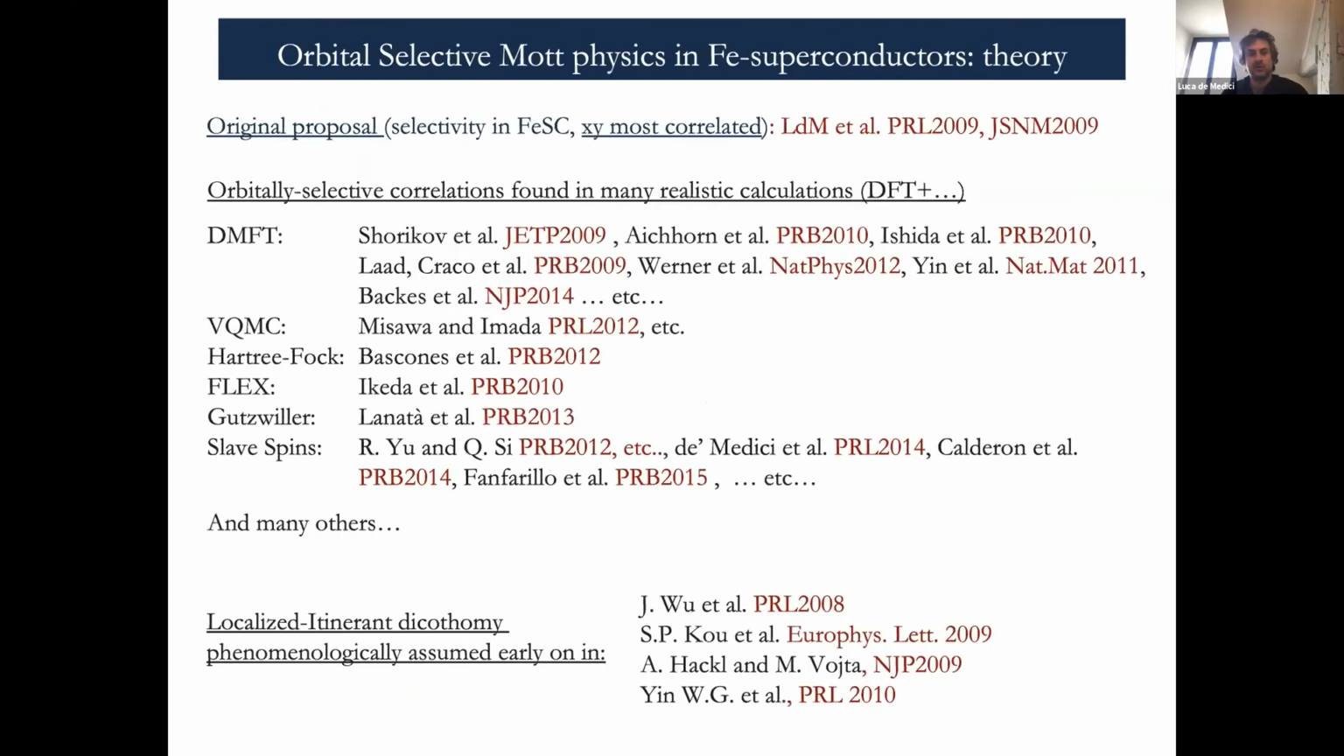Okay, so I just wanted to quote a lot of work that has been done in theory with different techniques, and I think they all agree on the main facts: that there is this selectivity of the correlations, both in models and in realistic calculations. It's really an outcome of the local many-body physics, and I think there is consensus in this respect. Also the fact that the XY orbital is always the most correlated one is pretty well established.